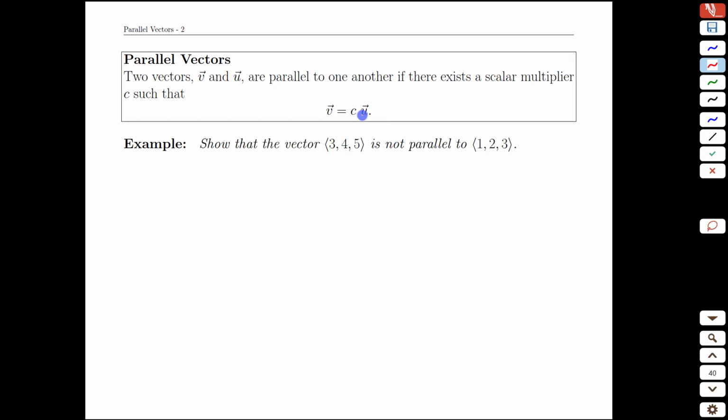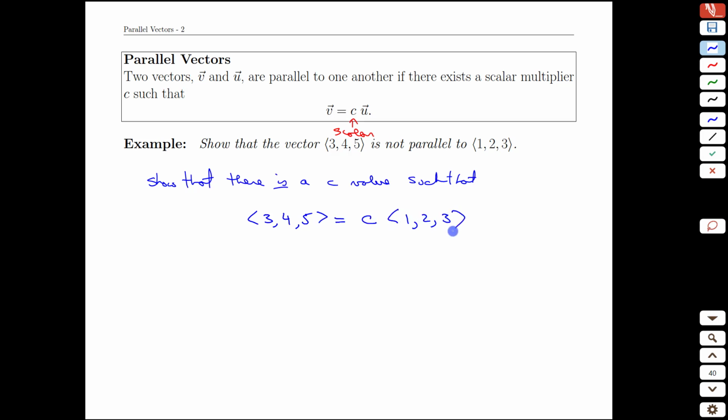Here we capture that in notation. If two vectors are parallel, then there exists a scalar multiplier that we can slide in here that turns one of my vectors into the other vector. How does that work in terms of symbols or identifying whether a vector is parallel or not? Well, let's go to 3D because that's already more challenging to work with. And what we're looking for is to show that there is a C value such that 3, 4, 5 is equal to that constant times 1, 2, 3.